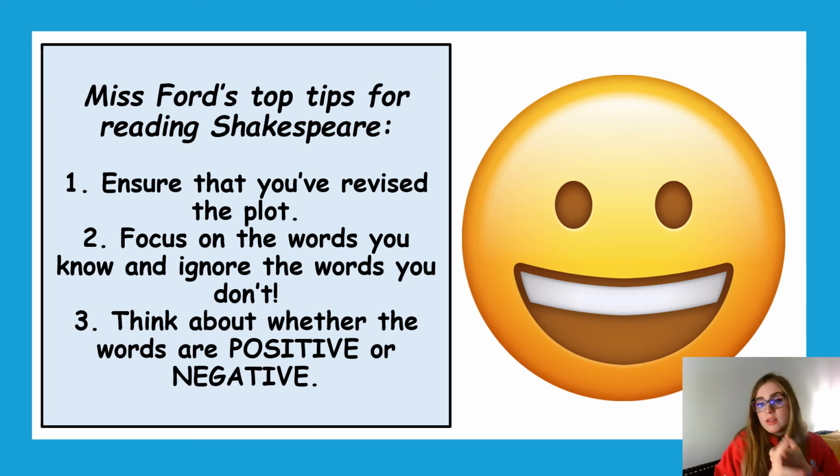One of them is to cross out the lines I don't understand, and the other one is to literally hone in on the individual words I really do understand, like drag and curse and disobedient. My top tips for reading Shakespeare: number 1, make sure you've revised the plot. If you know the plot, you know where these extracts come from, then you're always going to have something to talk about. Number 2, focus on the words you know and ignore the words that you don't. And number 3, if you're really struggling, think about other words, positive or negative. I often get my students to write a little plus or minus next to the words as they read through the extract when they're close reading. Hopefully that was helpful for you.